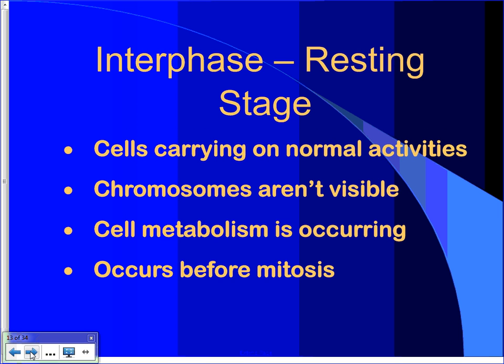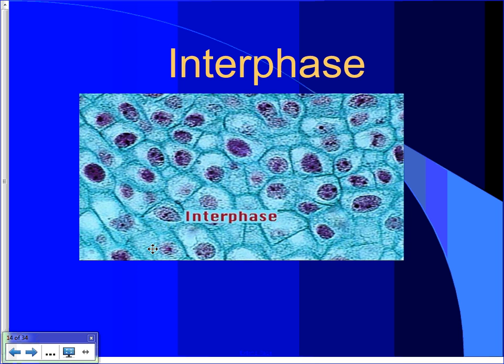So starting with interphase, the resting stage, this is where the cell will carry on normal activities. During this stage, the chromosomes aren't visible, cell metabolism's occurring, and this is before mitosis. Now also remember, DNA replication occurs, cell growth occurs, protein production occurs, and this is what we term interphase. So here we see a diagram of cells in interphase, and you can see the nucleus of each of these cells, and there's no real chromosomes visible. You can see the nucleoli of some of them are quite visible, and that's what interphase would look like.